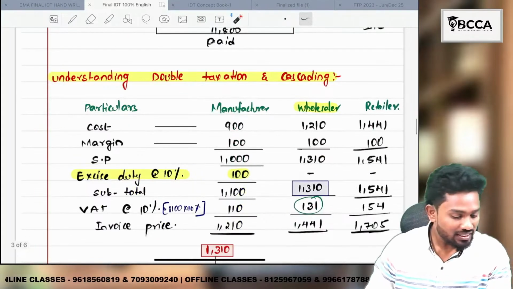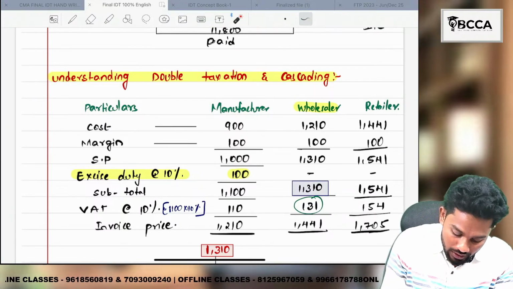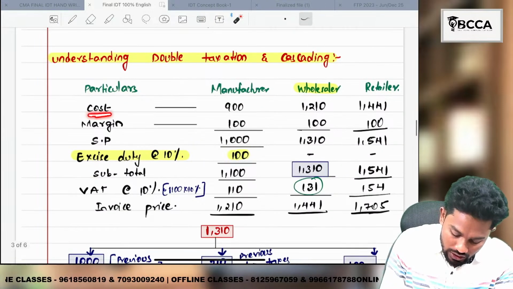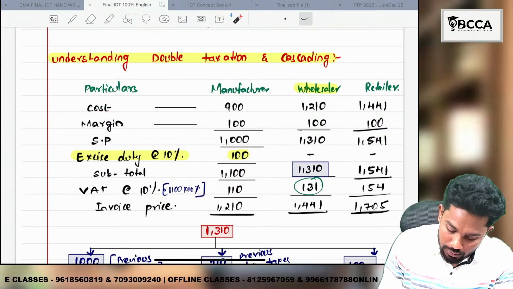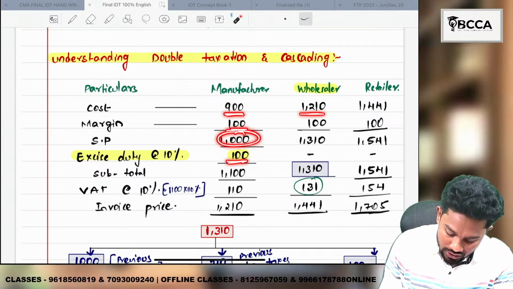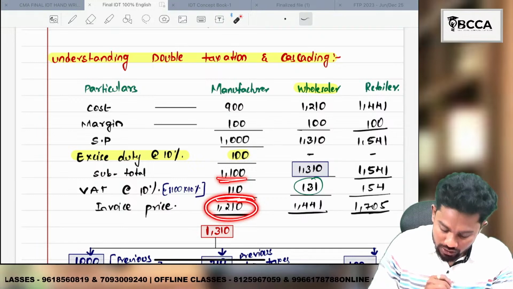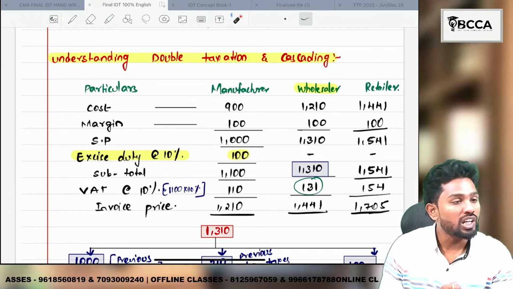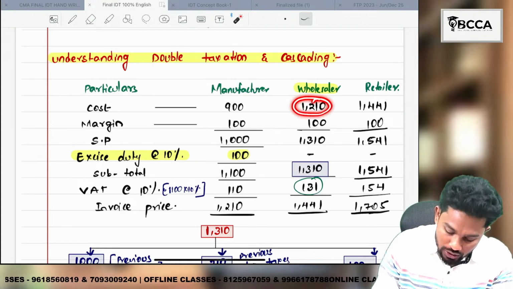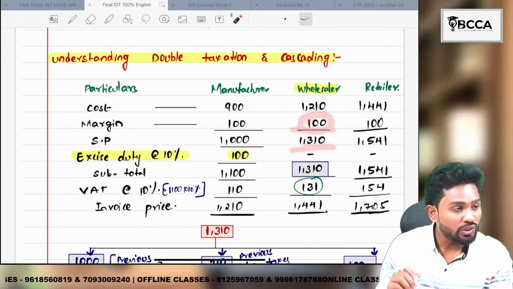Next, understanding double taxation and cascading. So now see here, there is a manufacturer, wholesaler and retailer. The cost here is 900 to the manufacturer. Then margin 100, selling price 1000, excise duty 10%, 100, subtotal 1100, VAT 110, invoice price 1210. So in this example, when it went to the wholesaler stage, the cost is 1210, and here is valuation 100, his selling price is 1310.